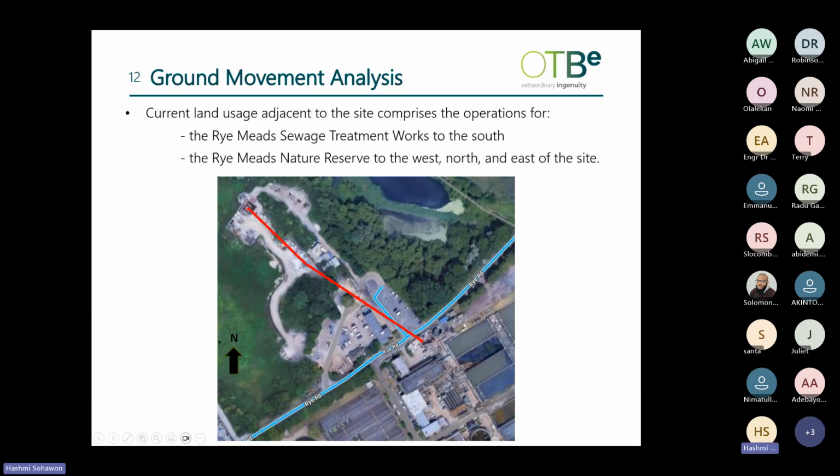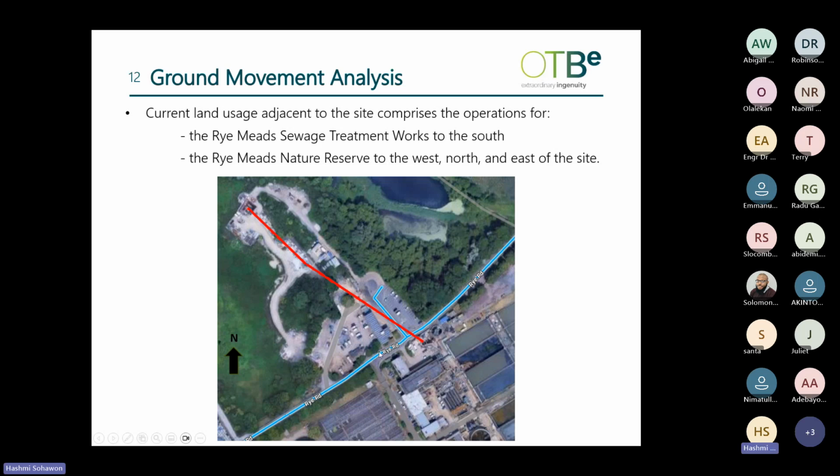This map here shows a satellite view of the area. We can see the tunnel alignment in red. The launch shaft is somewhere here. It's also visible on Google Earth if you go and find this place. You have a reception shaft here, which is also visible. And you have the cofferdam upstream. I believe the cofferdam downstream is also visible on this map.